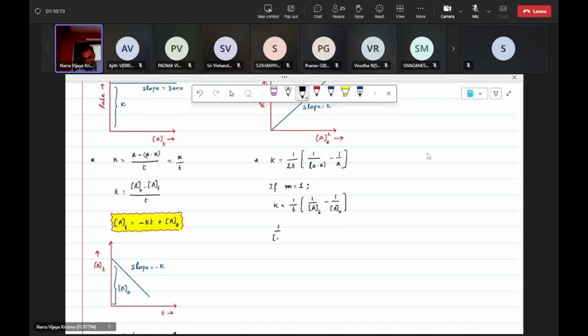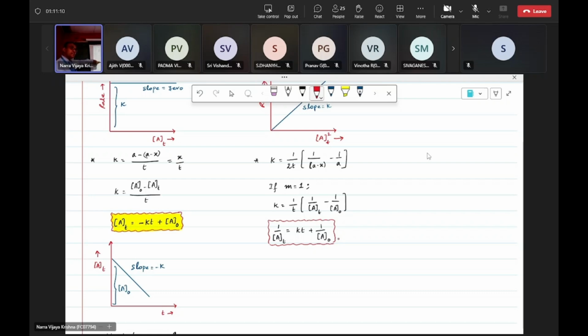Now bring that to this side. 1 upon at equal to kt plus 1 upon a naught. Correct, sir? In the above case, what will you get? Here, what will you get? 1 upon at is equal to 2kt plus 1 upon a naught, or I will write mkt plus 1 upon a naught. Yes or no? mkt plus 1 upon a naught. Correct?